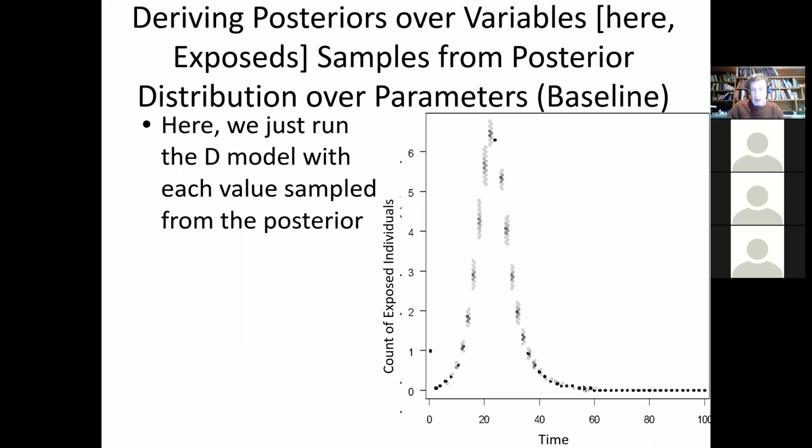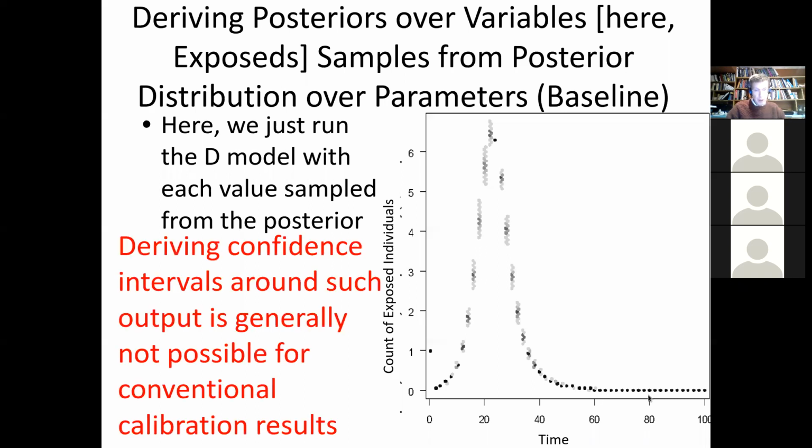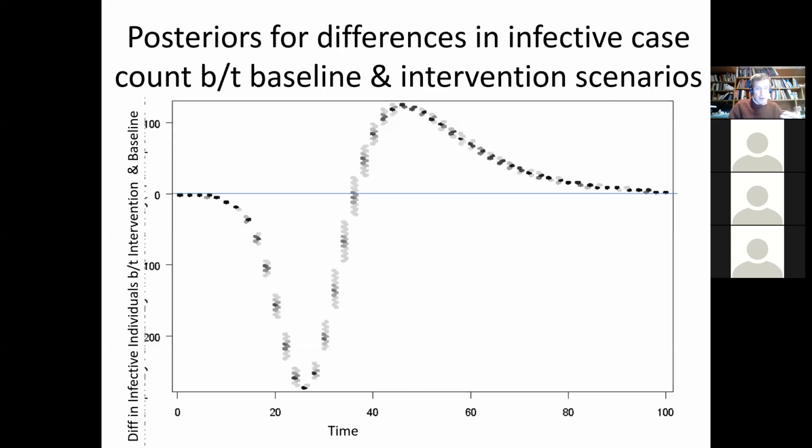And we can plot that out, and we'll see at some points in time, there's a lot of uncertainty. At other points in time, it's pretty darn certain. No matter what plausible values were found, it's pretty much died down by time 60, and certainly by time 80. This is something we can't do with confidence intervals around calibration results.